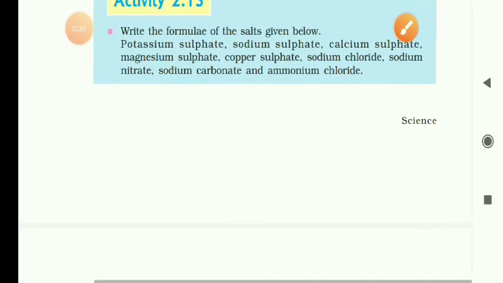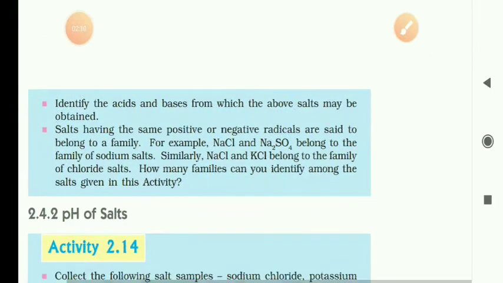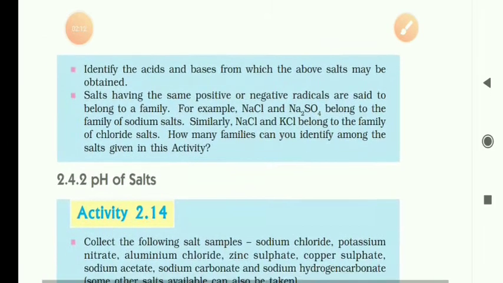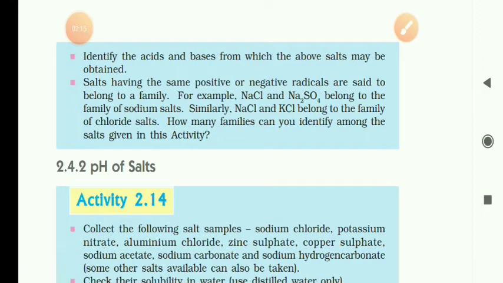Now, identify the acids and bases. You know how the salts are formed? When acid and base react with each other they form salt, that you learnt already. For example, potassium sulfate is made from acid H2SO4 and the base KOH, potassium hydroxide. For example, sodium chloride, acid HCl and the base NaOH. So like this way, these salts are formed.